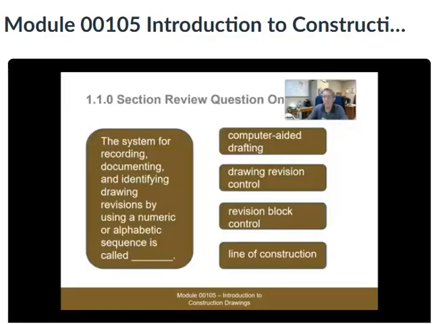All right, and then that was a short section, I know, but some review questions for that. It says the system for recording, documenting, and identifying drawing revisions by using a numeric or alphabetic sequence is called computer-aided drafting, drawing revision control, revision block control, or line of construction. And I'm going to say drawing revision control.